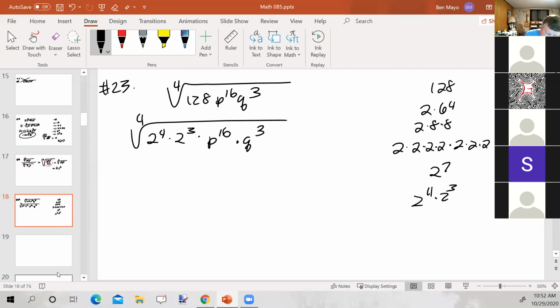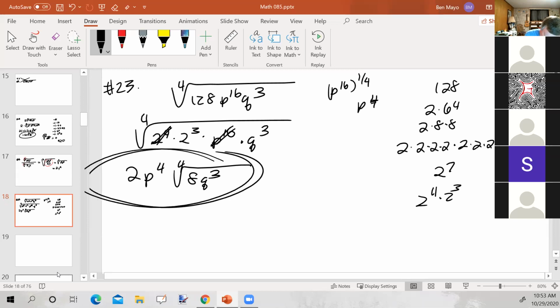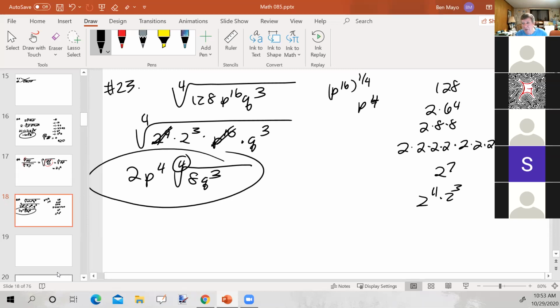Okay. What's the fourth root of 2 to the 4th? 2. And the 2's outside. What's the fourth root of p to the 16th? P to the third, p cubed. Right? 4, 8. Oh, geez. P to the 16th to the 1/4 power would be p to the 4th. Thank you. Okay. Left inside, fourth root of 8q cubed. Don't forget your index. Very important.